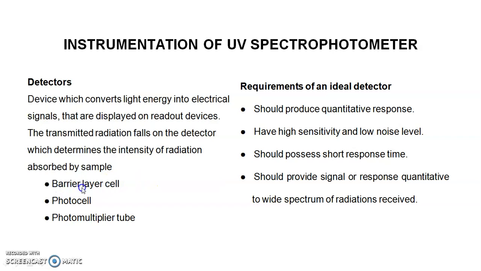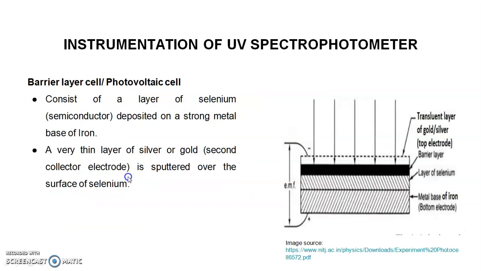Coming to the first one, that is the barrier layer cell. This is a barrier layer cell which I have taken from some image source or some website. The barrier layer cell, as I have mentioned, is a kind of detector which converts the light energy to electrical energy. So what does it consist of? This barrier layer consists of a layer of selenium, which is a semiconductor, deposited on a strong metal base of iron. So I will draw your attention to this image.